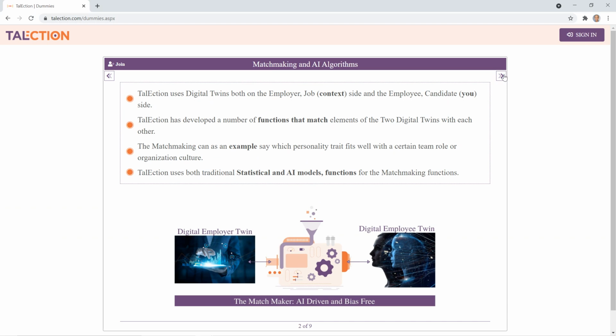The matchmaking can, as an example, say which personality trait fits well with a certain team role, organization culture, or other elements. And TalEction uses both traditional statistical and AI models for the matchmaking functions. So TalEction acts as the matchmaker between the two sides of this equation, between these two twins, and is AI driven, and you're taking the bias out of a lot of these functions.